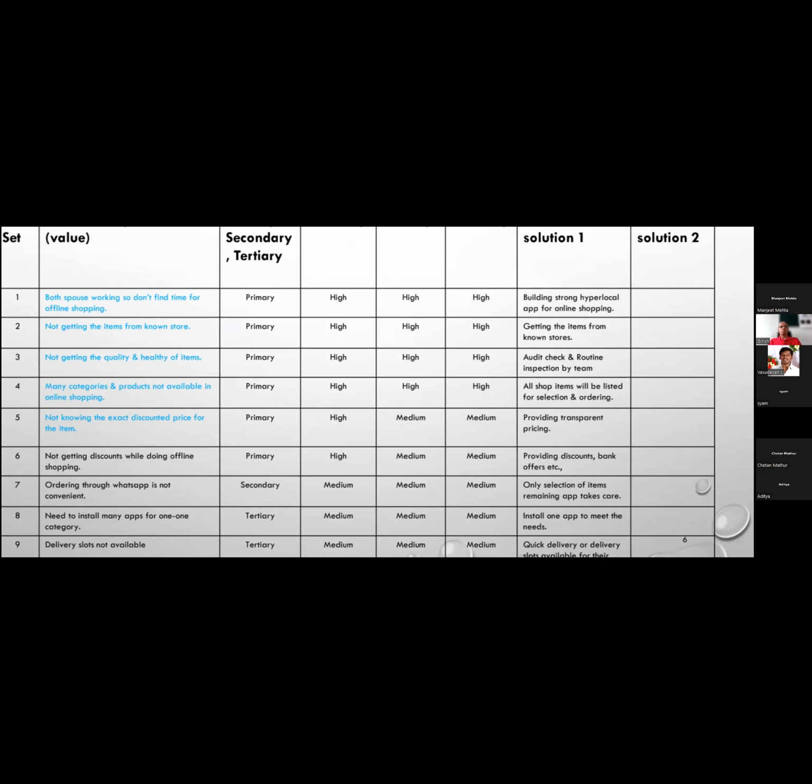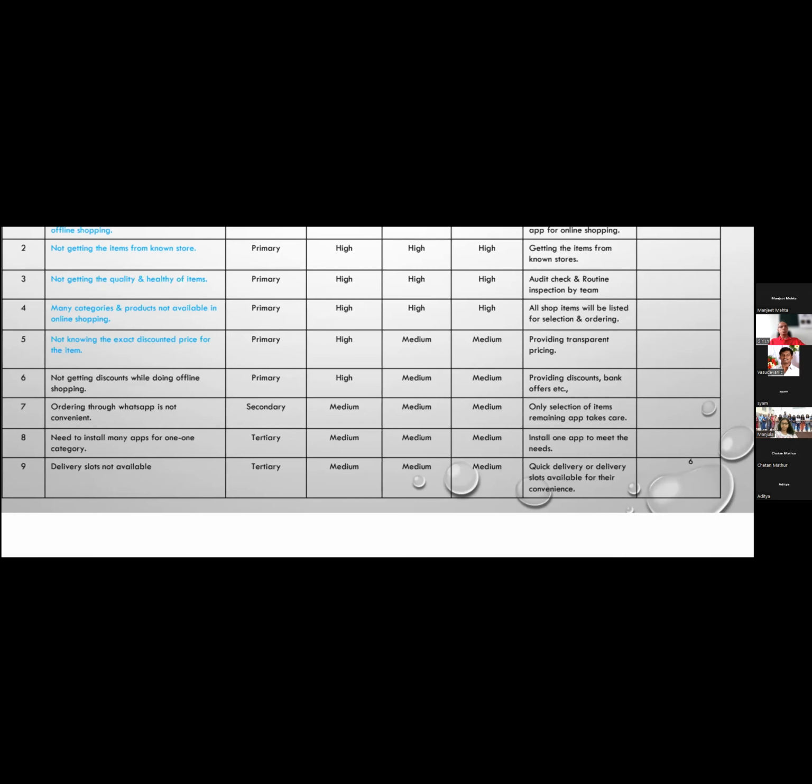Then, they are not getting the exact discounted price, because if they go offline shopping, one store will provide one discount price. Suppose the MRP is 100, one store will give 90 rupees, another store will give 85 rupees. The customer will not know. So for that, on our platform, all the stores will be listed. Customers can check either store-wise or product-wise. Whoever is offering the lower price, they can check the price and order.